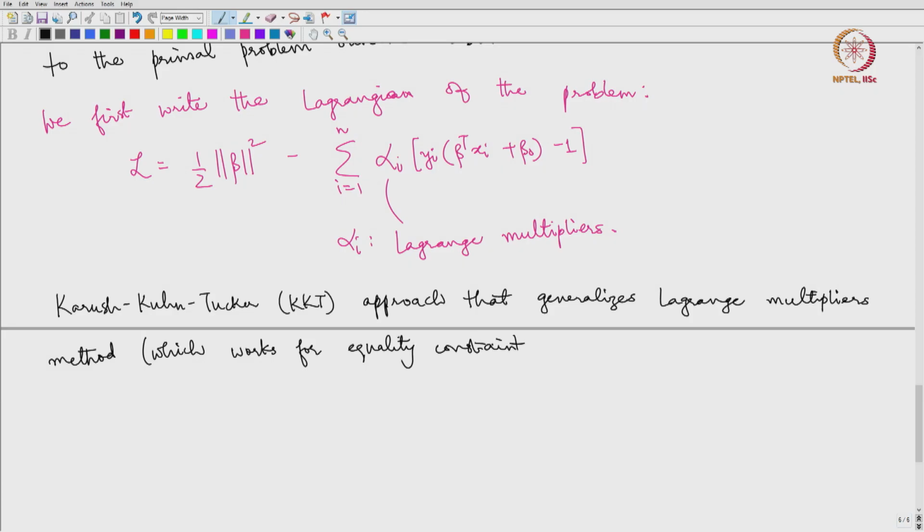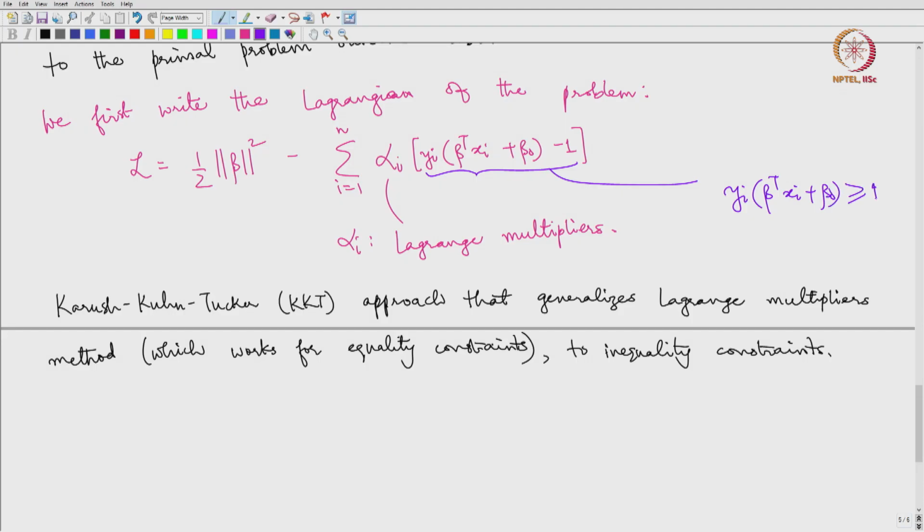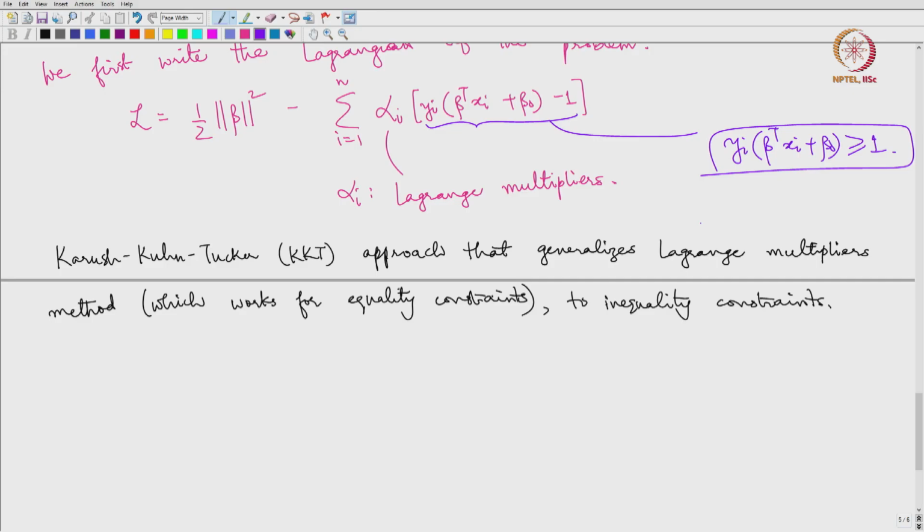Right. So, you take the method of Lagrange multipliers, which works well for equality constraints, and generalize it to inequality constraints. What is the inequality constraint we are talking about? If you remember, the actual constraint is yi times (beta transpose xi plus beta naught) should be greater than or equal to 1. So, this is an inequality constraint and that is introduced through this KKT approach.